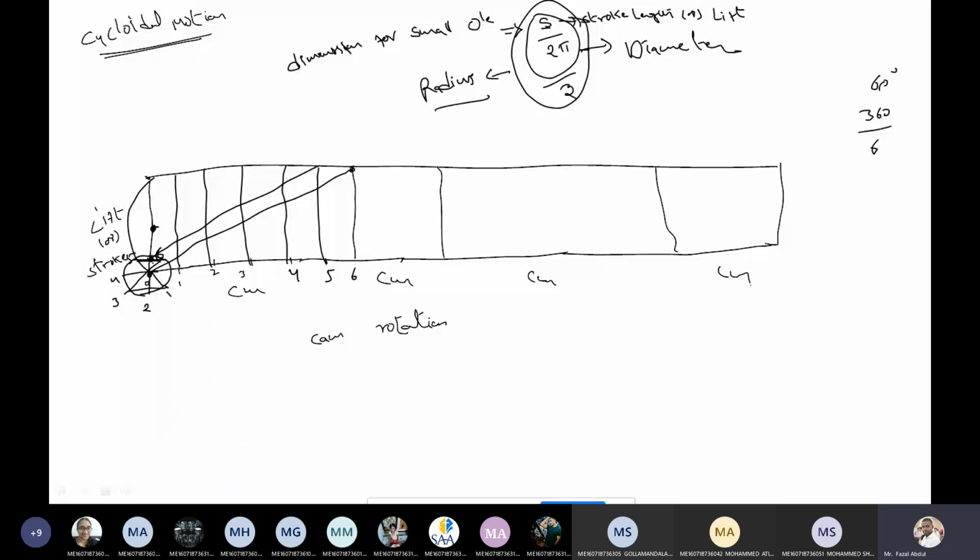Through those intersecting points, draw a line parallel to the diagonal line. In the same manner, from this point also, draw the line parallel to the diagonal line. Which one is the diagonal line here? This is the diagonal line.